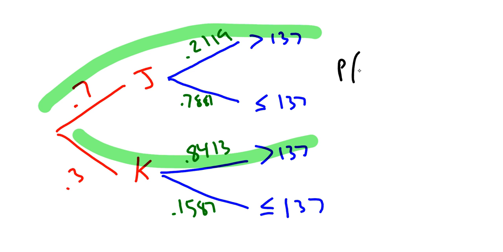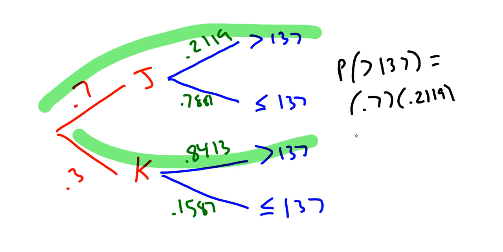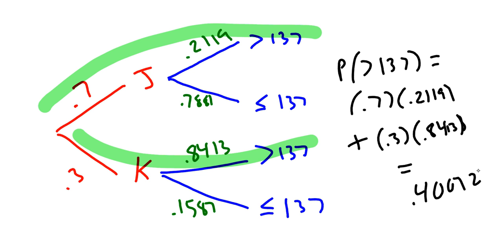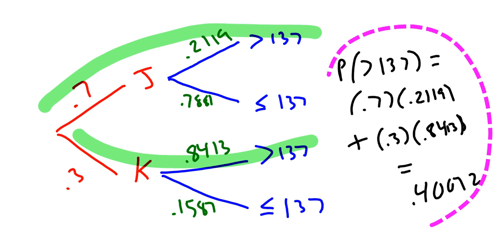So the probability that we get something bigger than 137 is equal to 0.7 times 0.2119 plus 0.3 times 0.8413. And if you do that correctly, you get 0.40072. Okay, so I don't know. If you look at my other video, see how I solved it there. Ultimately, in the other video, all I did was write this thing, but not draw the tree diagram. I think the tree diagram helps you see things maybe a little bit better. That would be up to you, I guess.